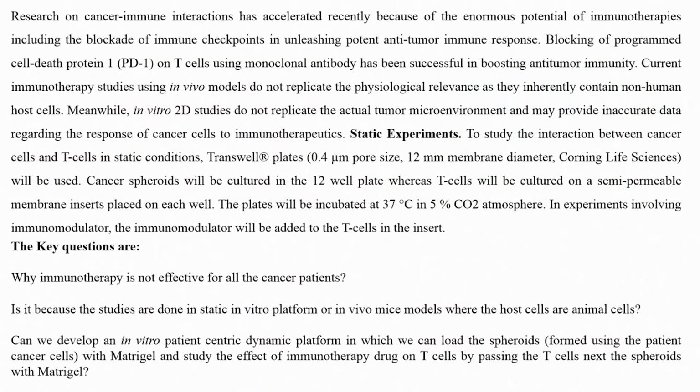Now, let us see. You can read, research on cancer immune interaction has accelerated recently because of the enormous potential of immunotherapies, including blockade of immunocheckpoints, right. We can block immunocheckpoints, unleashing a potent anti-tumor immune response. Blocking of programmed cell death protein PD1. PD1 is on T cells, right, see on T cells. So, blocking programmed cell death protein on T cells using monoclonal antibody has been successful in boosting anti-tumor immunity, you see here.